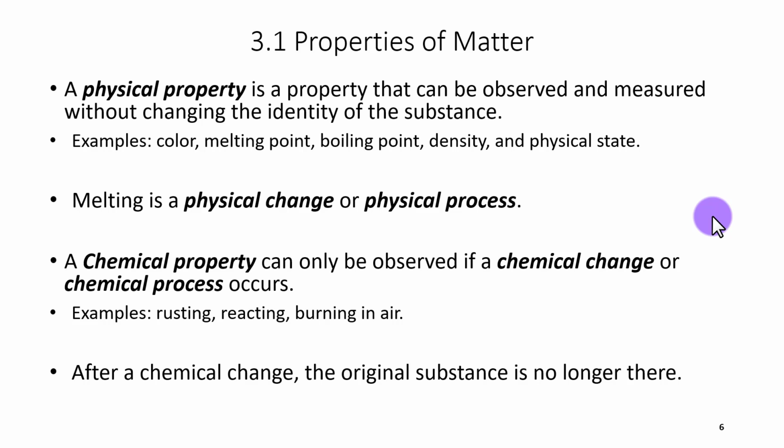A physical state change, for example, going from solid to a liquid or a liquid to a gas, that is a physical change. Like melting, for example, it's a physical change, a physical process. I do not change the identity of my compound or my element. A chemical property, on the other hand, can only be observed when there is a chemical change or a chemical reaction that occurs.